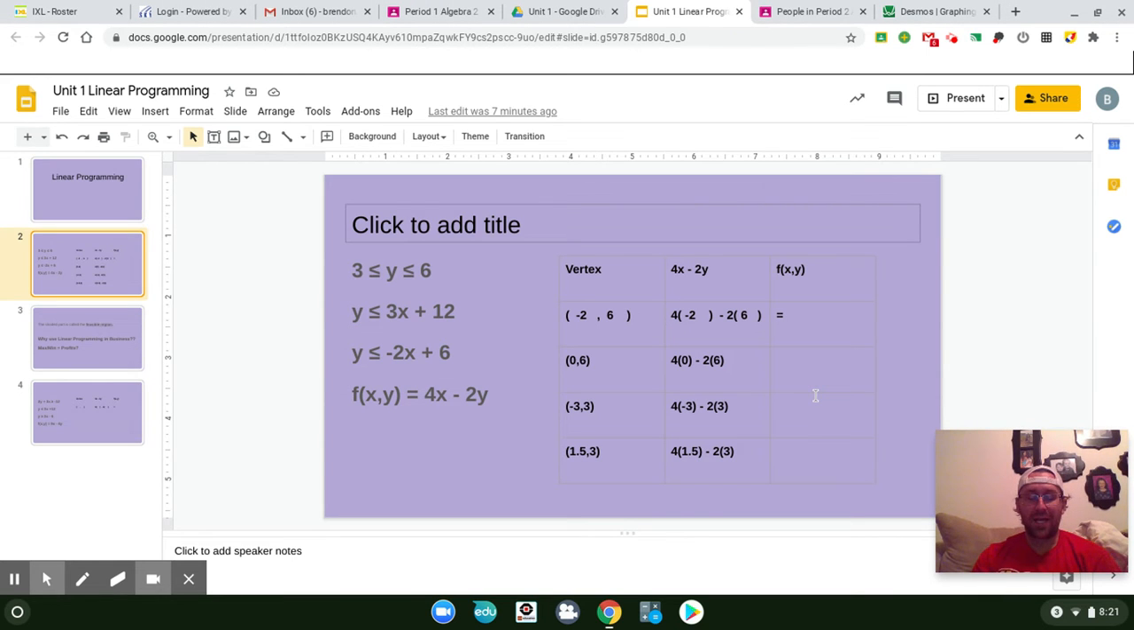Okay, so last time with linear programming, we dealt with this problem. I want to continue with this problem right here. Just to review the steps, we had these 4 lines here. Y is less than or equal to 6, y is greater than or equal to 3, y is less than or equal to 3x plus 12, and y is less than or equal to negative 2x plus 6. And then we graph them, okay?